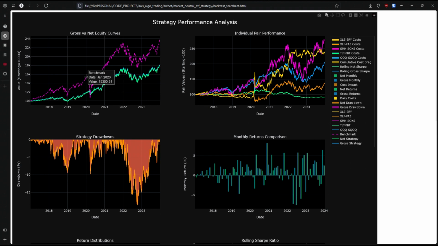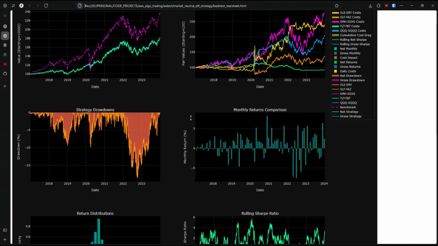I don't remember what the SPY Sharpe ratio is over this time period. For the portfolio, it was about 0.8, which is pretty decent. Max drawdown, we can see, is almost 20%. And it really underperformed from 2022 into mid 2023.